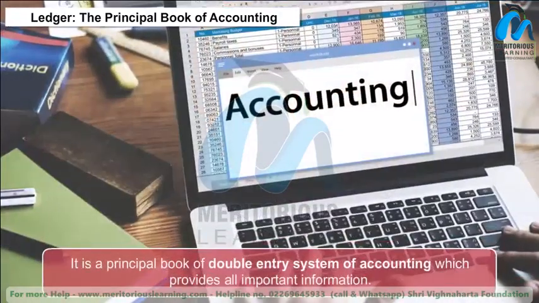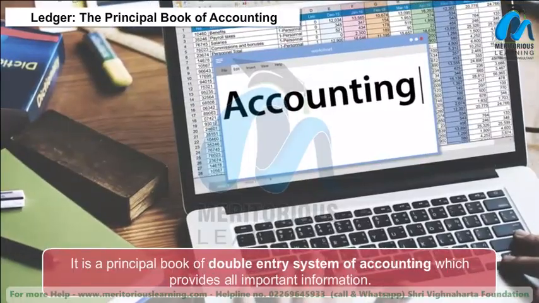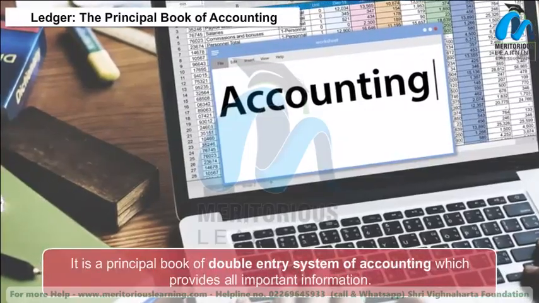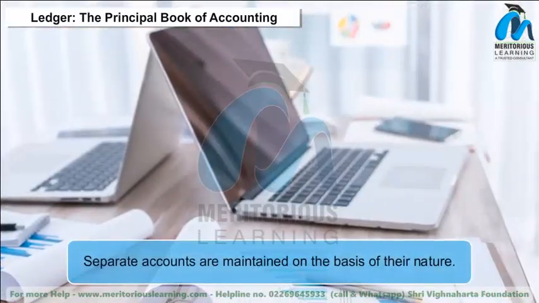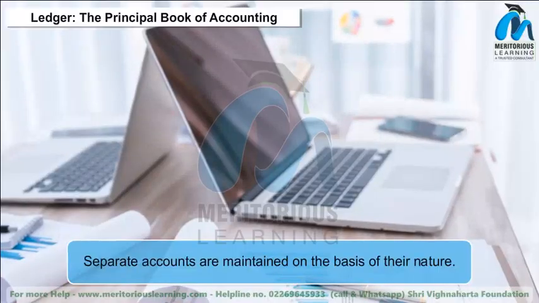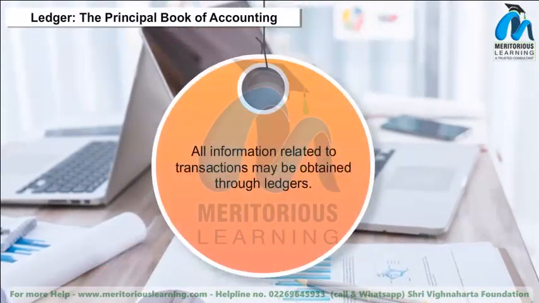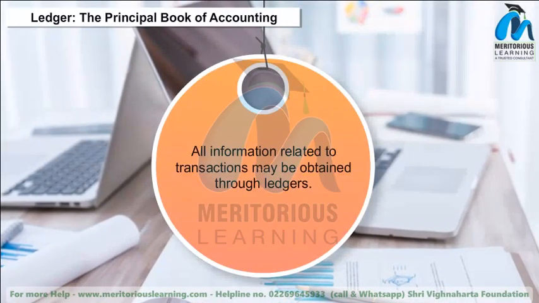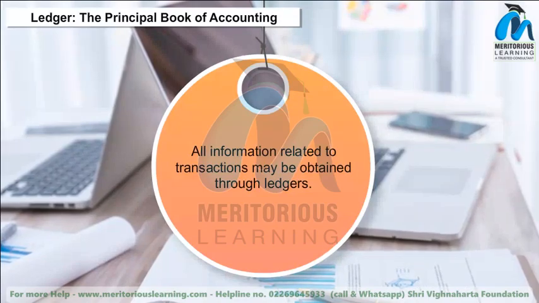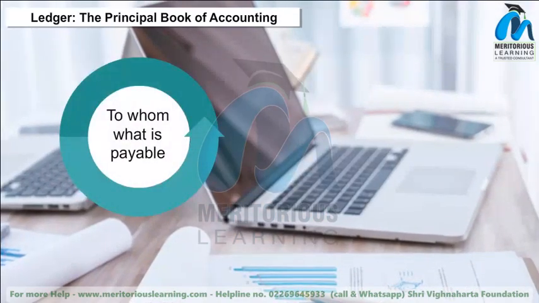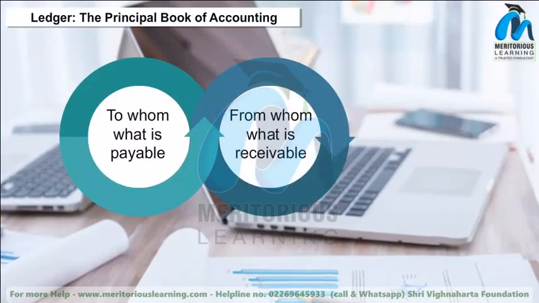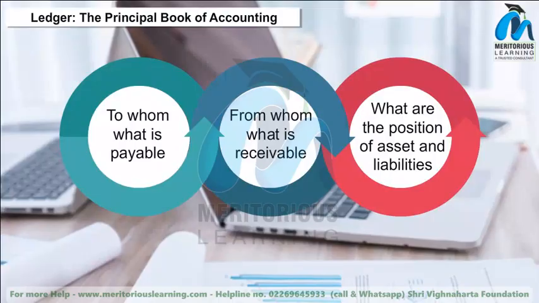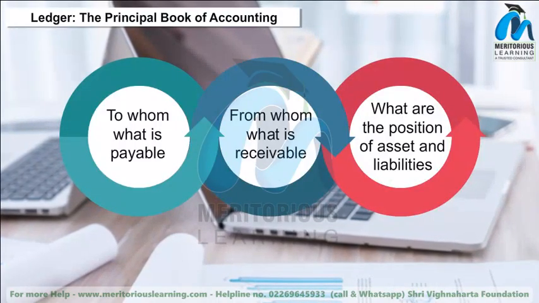It is a principal book of the double-entry system of accounting which provides all important information. Separate accounts are maintained on the basis of their nature. So all the information related to the transactions may be obtained through ledgers, such as to whom what is payable, from whom what is receivable, and what is the position of assets and liabilities of the business.